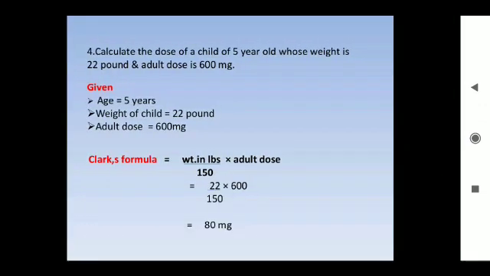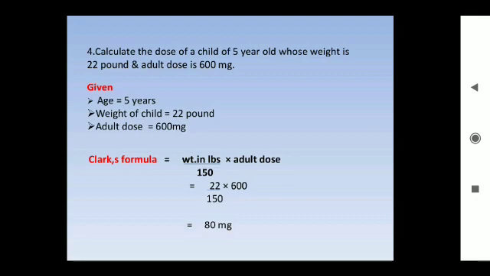Next one, you will observe the following problem. Calculate the dose of a child of 5 years old whose weight is 22 pounds and adult dose is 600 mg. In this problem, weight is expressed in pounds. So, using Clark's formula, another formula for calculating the dose using weight in pounds: Clark's formula is equal to weight in pounds divided by 150 into adult dose.